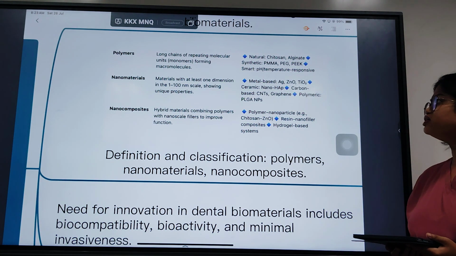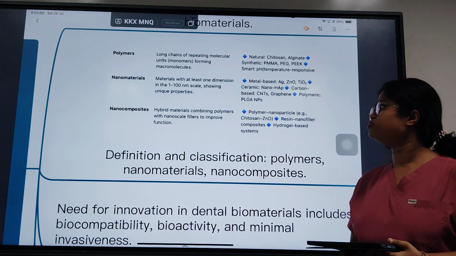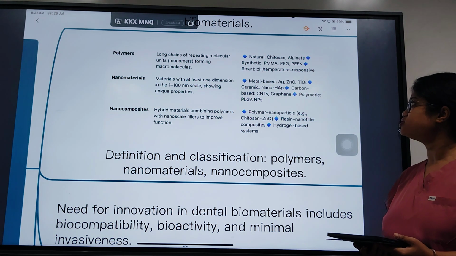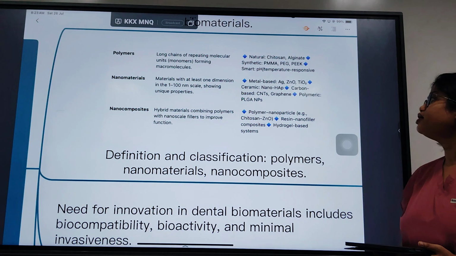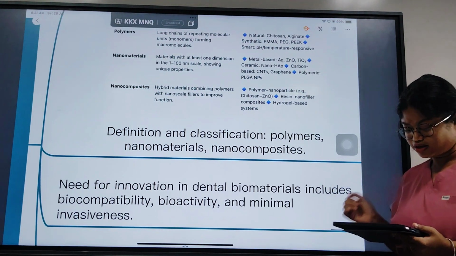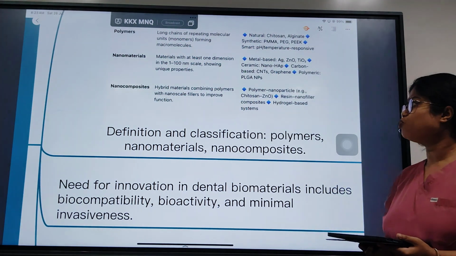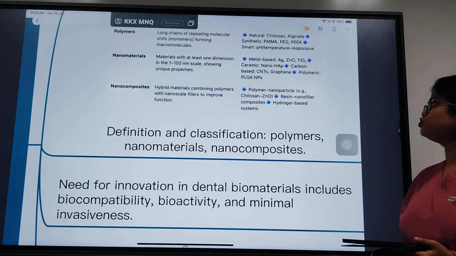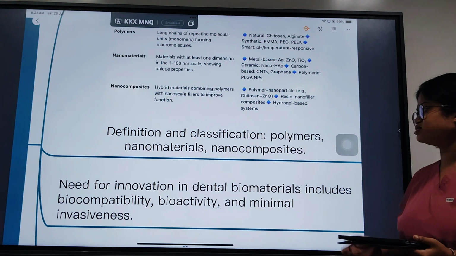Next come nanomaterials. These are materials with at least one dimension in the 1 to 100 nanometer scale, showing unique properties. Examples are metal-based: silver, zinc oxide and titanium oxide. Ceramics: nano hydroxyapatite. Carbon-based: graphene. Polymeric: PLGA nanoparticles. Nanocomposites are hybrid materials combining polymers with nanoscale fillers to improve function. Examples include chitosan zinc oxide combinations, resin nanofiller composites and hydrogel-based systems.